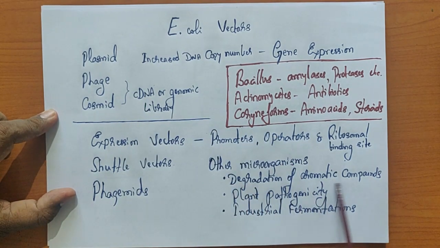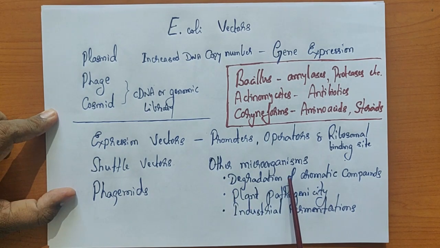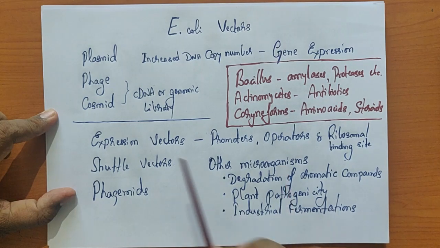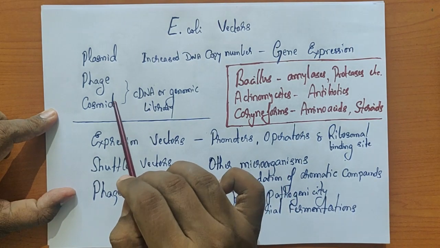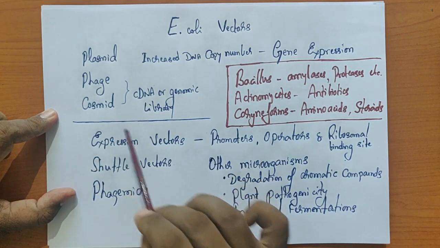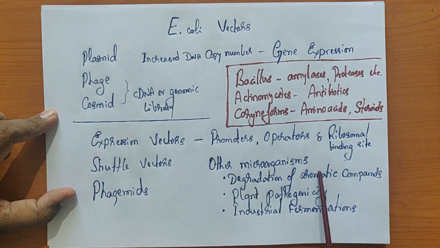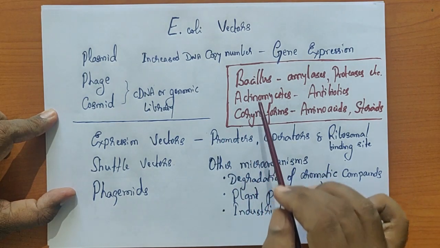There are plenty of other microorganisms, many of them gram-positive. In those gram-positive microorganisms, many times the plasmid designed for E. coli might not express. For example, degradation of aromatic compounds, plant pathogenicity, or use in industrial fermenters. I have given a few examples.